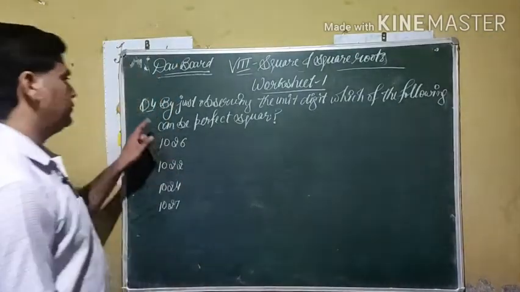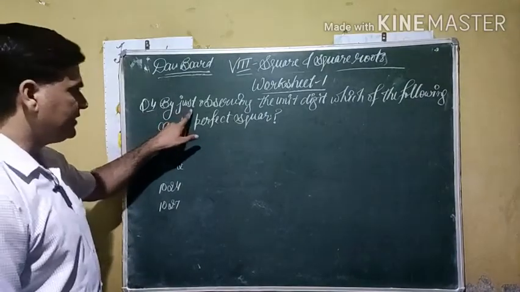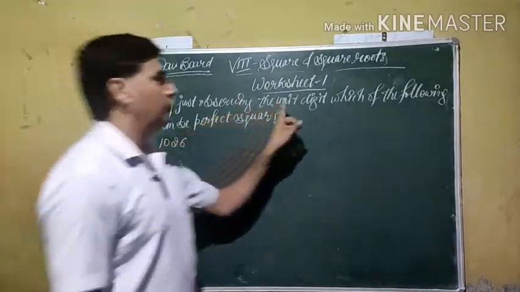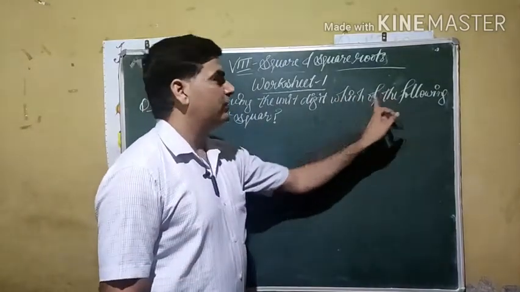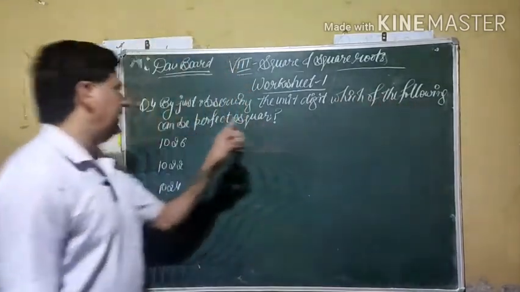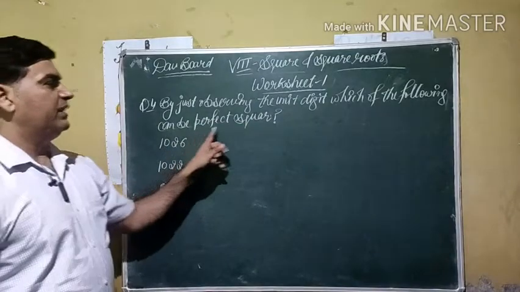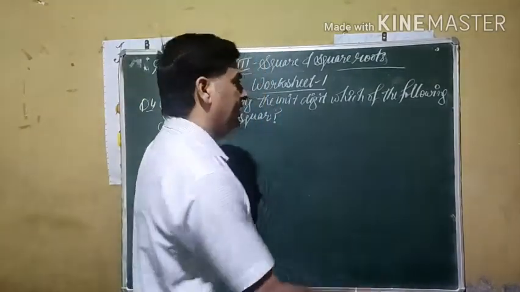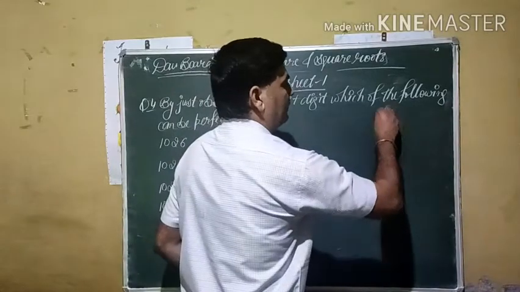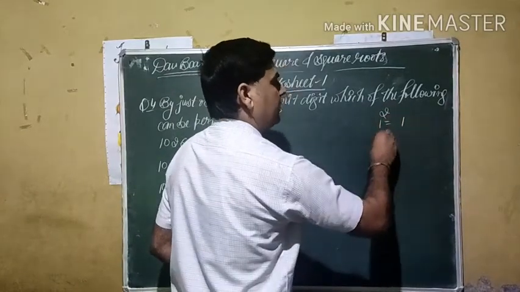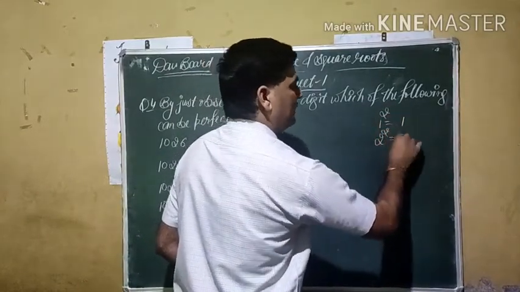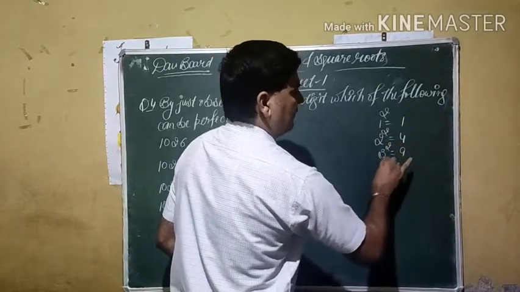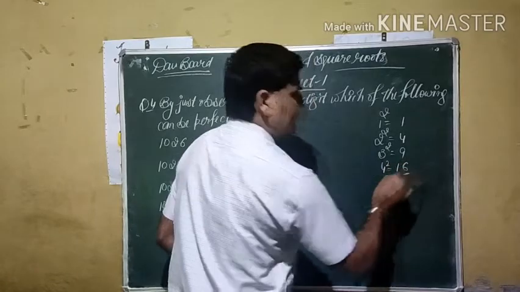Our next question is question number 4. By just observing, or testing the unit place digit, we have to tell which of the following numbers can be perfect squares. If you remember, we have done this: when we take the square of 1, we get 1 at the last. Square of 2, we get 4 at the last. Square of 3, we get 9 at the last. Square of 4, we get 6 at the last.